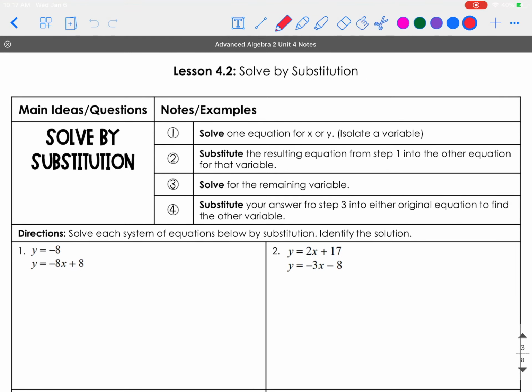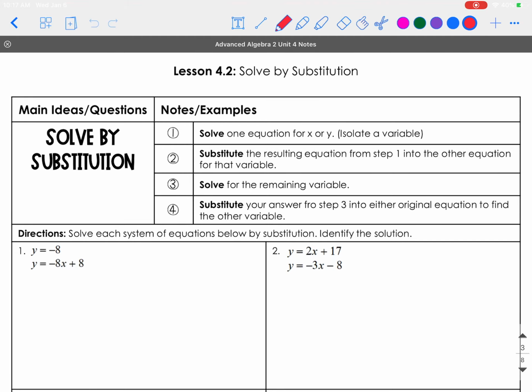So substitution, I'm going to read through the steps before we get going. Step 1, we're going to solve one of the equations for x or y. That means we want at least one of our equations to say x equals or y equals. Sometimes your problem already has this. Sometimes it's easier to get x or y. You just have to look at it to figure it out.